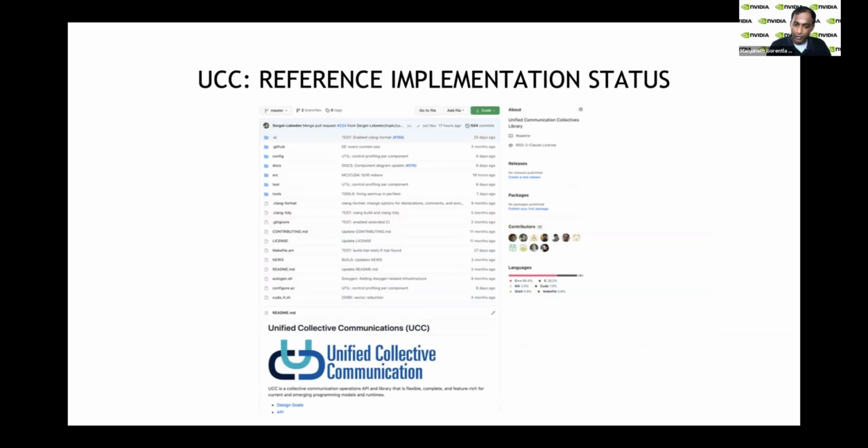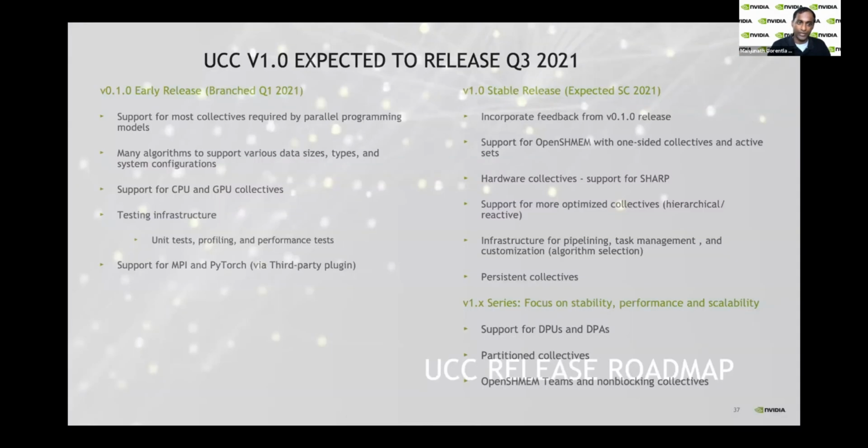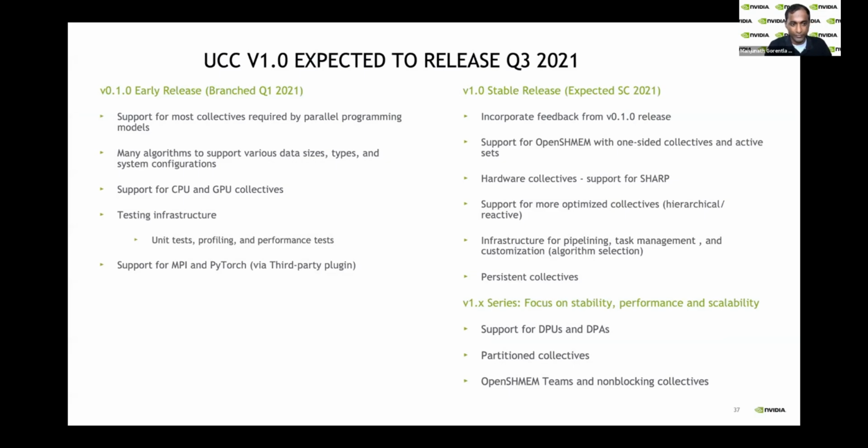So let me go into the next step. We are making a lot of progress. We plan to release probably this week or next week a first beta release, and then we'll have a more stable release. Maybe we are targeting SC. Currently we support CPU and GPU collectives. We support MPI and PyTorch. For later this year, we plan to support hierarchical collectives and also SHARP likely, and hopefully persistent collectives as well. And we hope to have a more performant implementation by the end of this year.